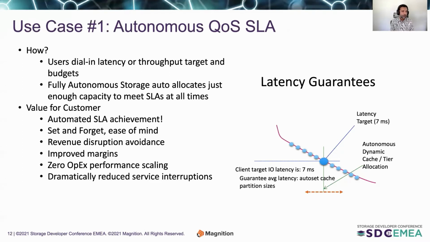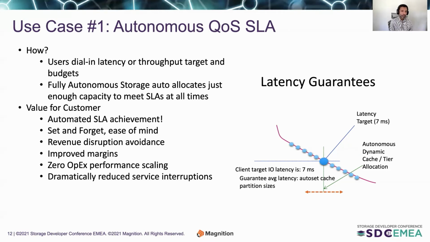So here, the use case really involves a bunch of value propositions around this core capability of a user being able to dial in a latency or a throughput target and some sort of a dollar budget and have the autonomous storage system and its internal memory hierarchies auto-allocate the right amount of capacity to be able to hit those SLAs. Now, the value is quite tremendous here. For the first time, we'd achieve complete automated SLAs if we had such a fully autonomous QoS system, and the ease of mind associated with this set and forget.